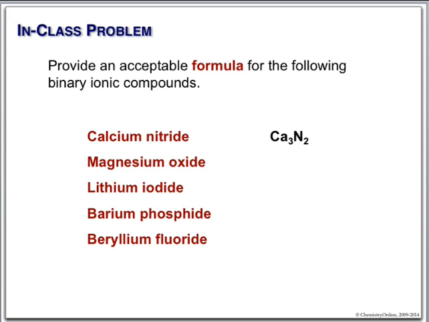Magnesium oxide. Magnesium is group 2, so it will be a +2 ion. Oxygen is group 6. It will be a -2 ion. So we simply need 1 magnesium, 1 oxygen, and that's what we have. Lithium is in group 1. It'll form a +1. Iodine is in group 7. It will form a -1. So once again, we just need 1 of each.